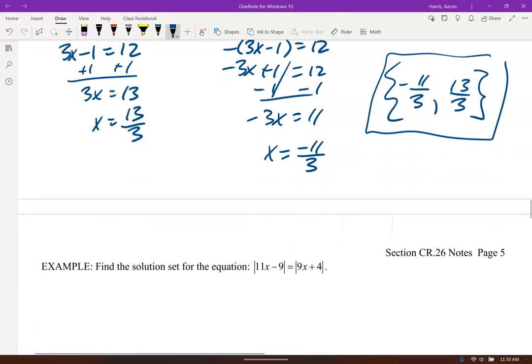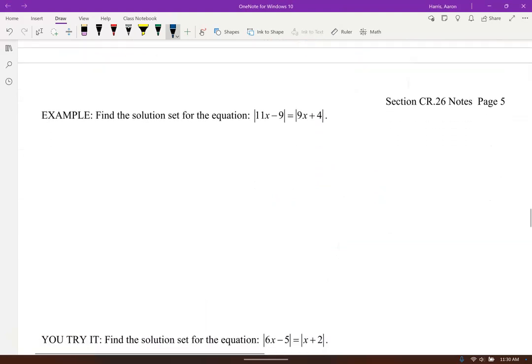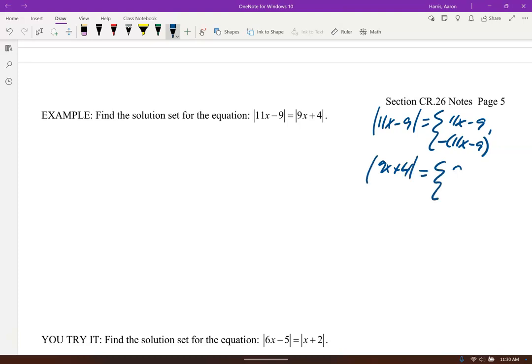Now this next situation has two absolute values, right? Now remember, we have the absolute value of 11x minus 9 is 11x minus 9, or it's the opposite, right? But the absolute value of 9x plus 4 also has its two cases, 9x plus 4, or the opposite of 9x plus 4.